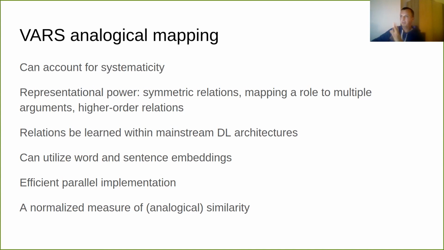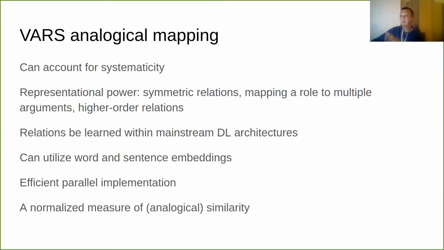And also it supports something which is currently not supported by any other model. You can map a role to multiple arguments. For example, the first role or argument of "left of" can be mapped to several objects at the same time. So we can say the cup and the computer are to the left of the desk, for example, which is again not allowed by other approaches.